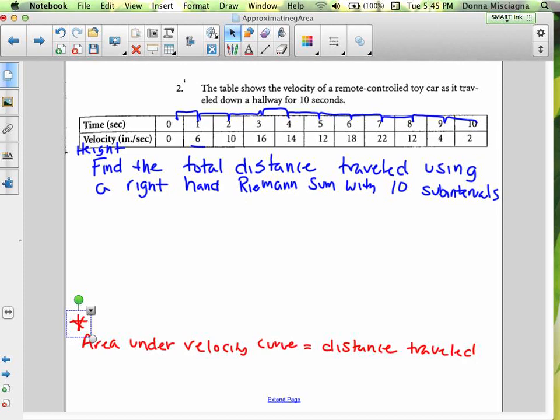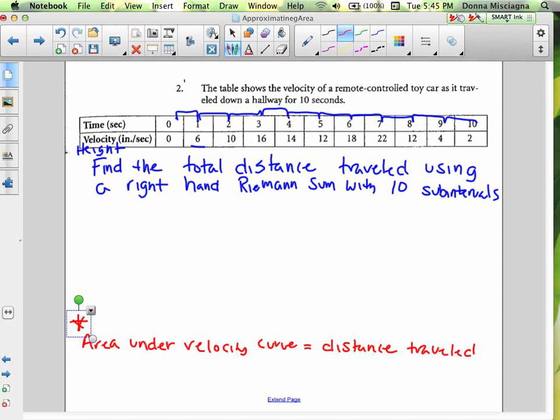On the next page, we're going to do a left Riemann sum, and then a midpoint Riemann sum. The rectangles will look identical, whether it's a right or a left Riemann sum. What's going to change is what value you use. Each rectangle is going to take two boxes, because I need a value to the left and a value to the right. And we're going to take the value on the right.